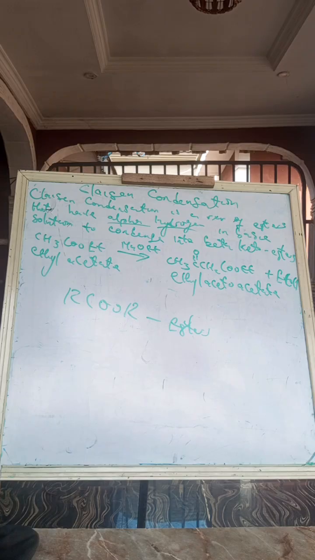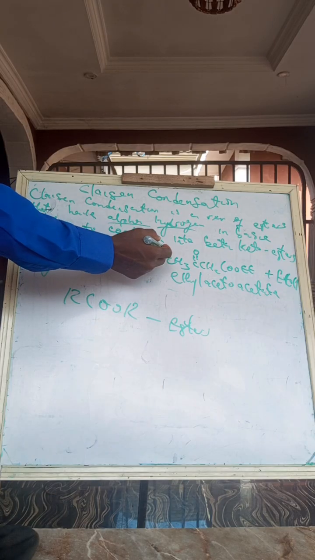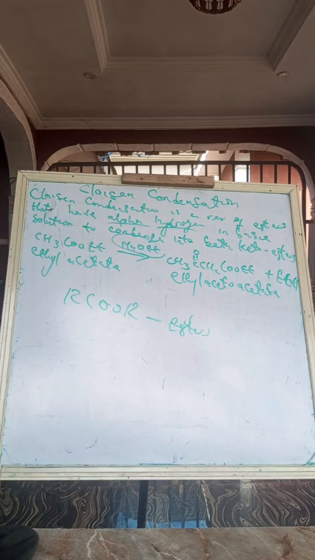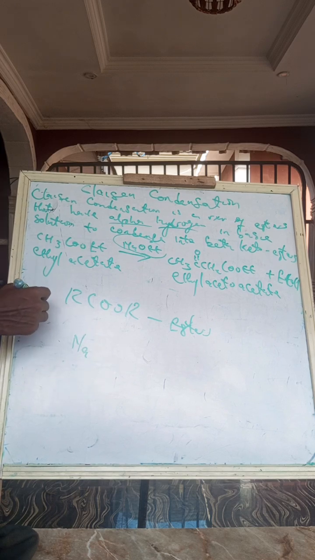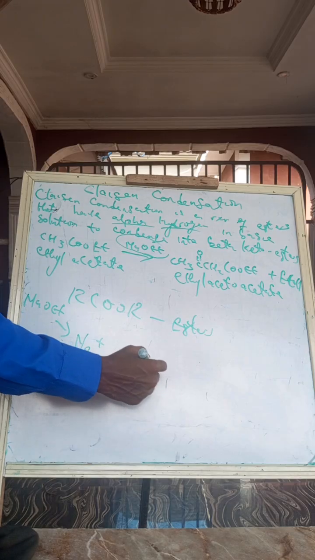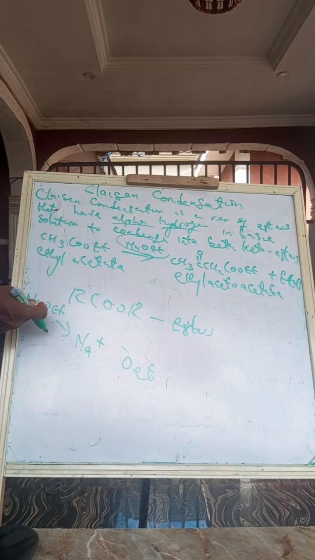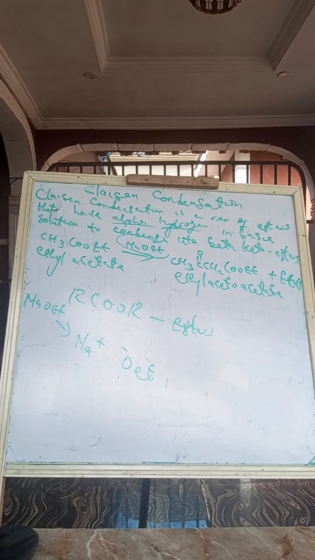Now under Claisen condensation, the most common base we use is sodium ethoxide. It is one of the most common reagents. When sodium ethoxide undergoes cleavage, we end up having Na plus and OEt minus. You can see that sodium ethoxide gives Na plus and OEt minus, and this is the one that attacks the alpha hydrogen.